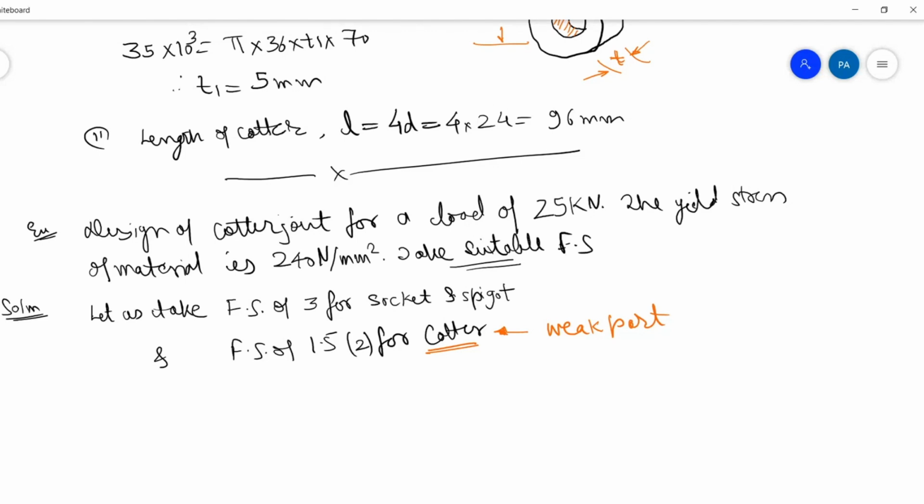All of these are made up of the same material. Cotter is also made up of the same material. But what are we doing? We are ensuring that this should not fail. If at all anything fails, then it should be the Cotter. So we are designing the Cotter as a weak part because we want that socket and spigot should not fail. Only the Cotter should fail, because the Cotter is a part which can be easily manufactured and easily replaced.